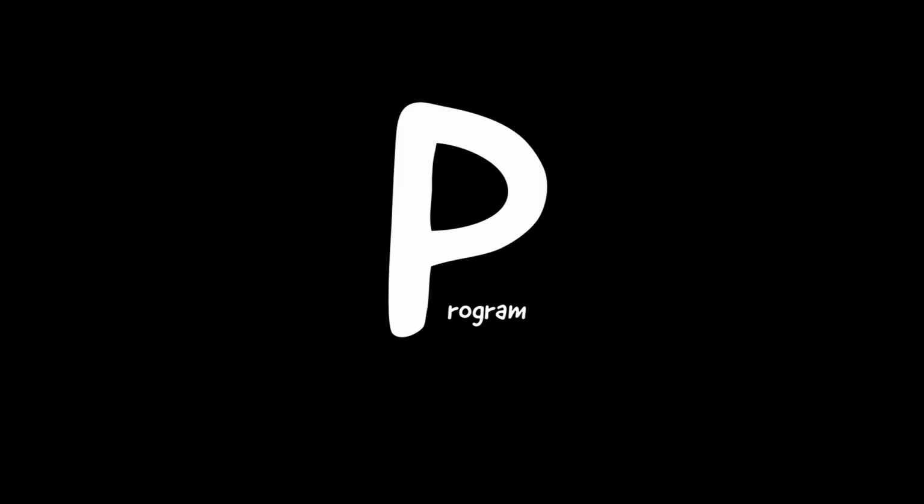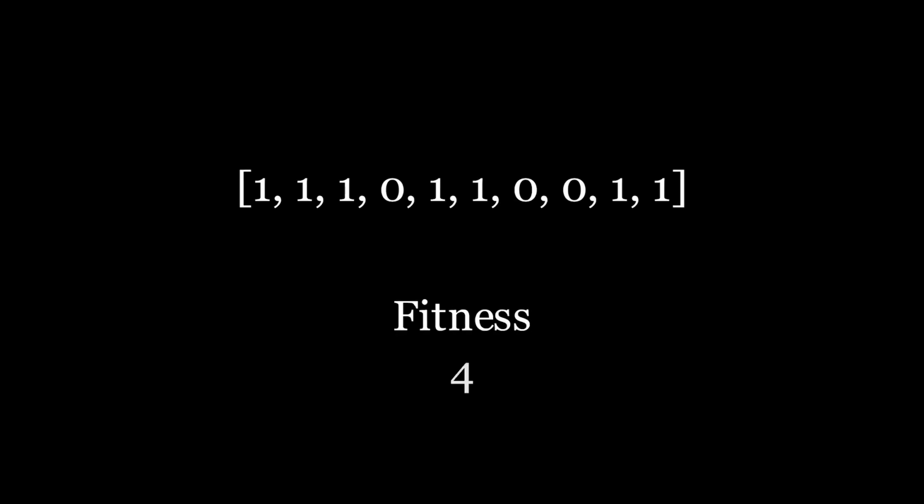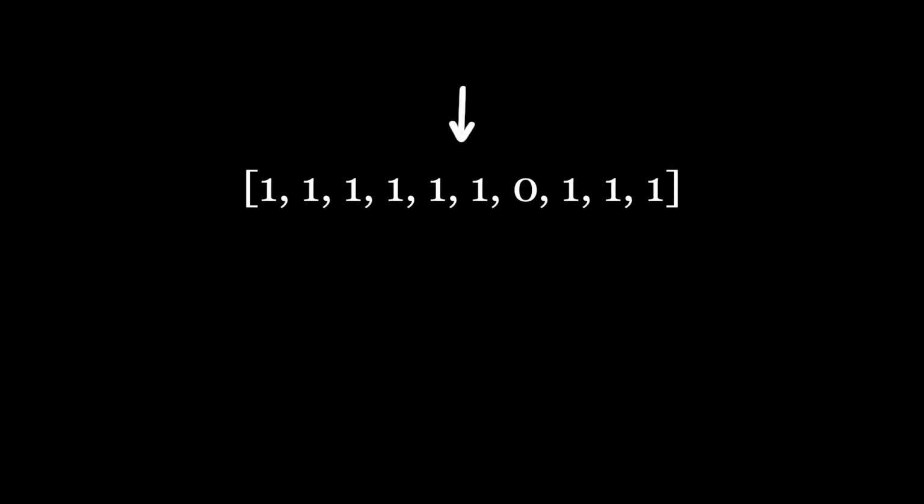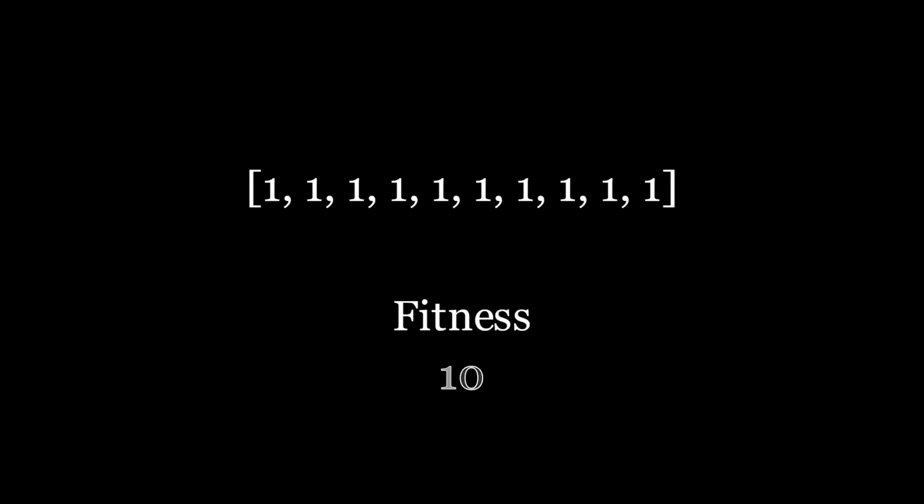In order to illustrate what I'm talking about, I decided to write a little program. This is essentially a genetic algorithm in its most basic form. For every 1 that the list contains, the computer is rewarded, adding 1 to the fitness value. For every 0, the computer is punished, minusing 1 from the fitness value.